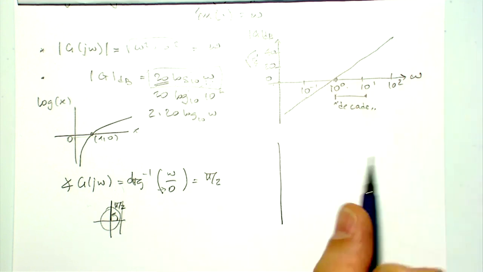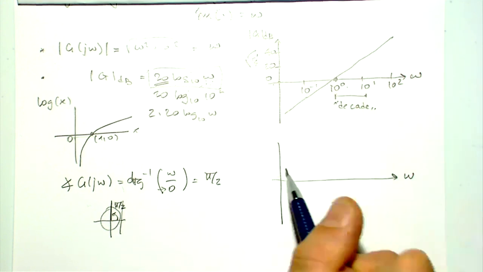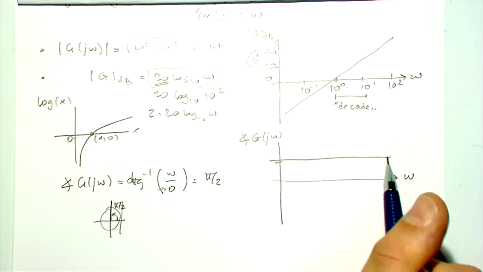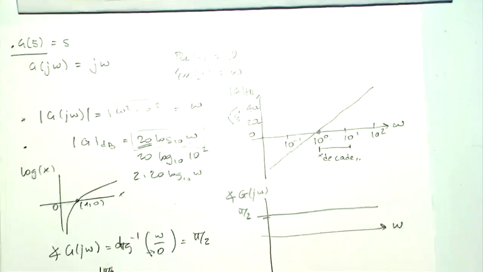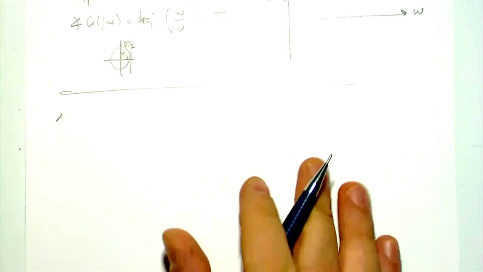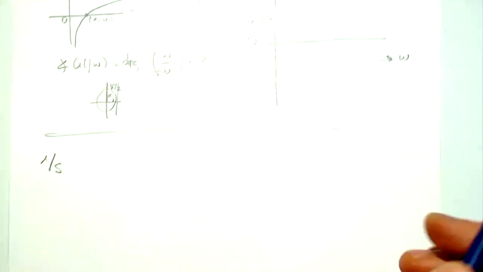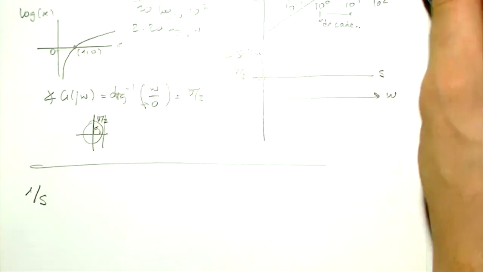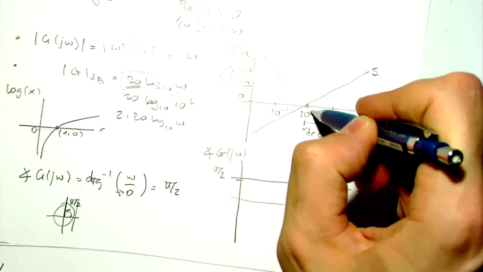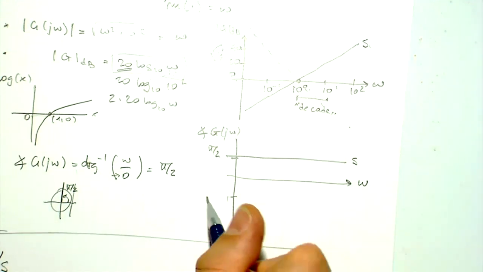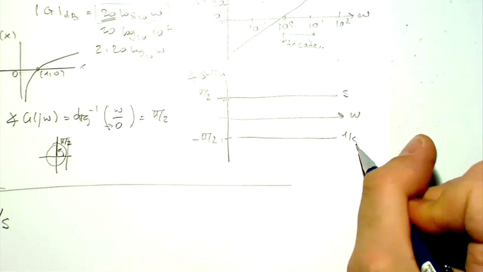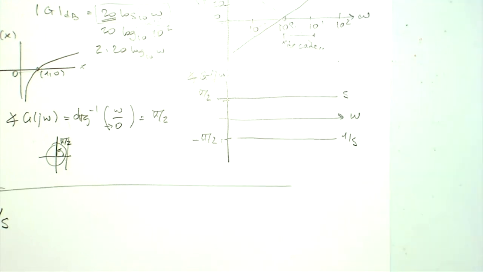So the phase plot is going to be constant at all frequencies at the value pi half. This is for s, okay? If instead we were looking at 1 over s, you would just put a minus in front of it. So you would get this, and you would get minus pi half. Okay?